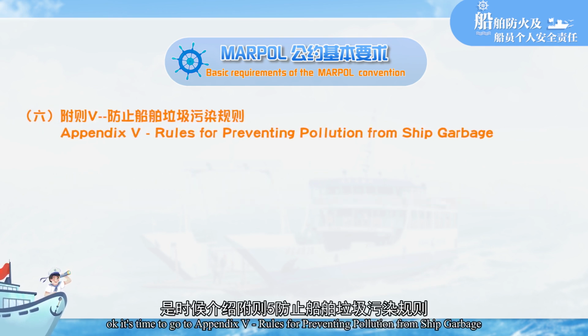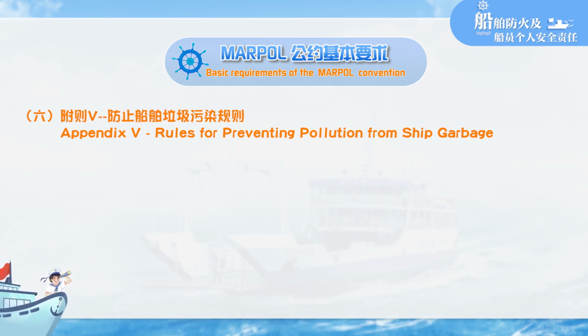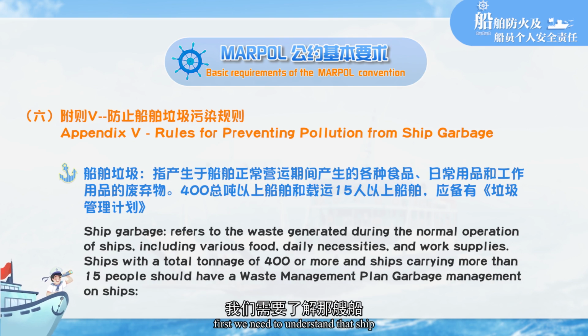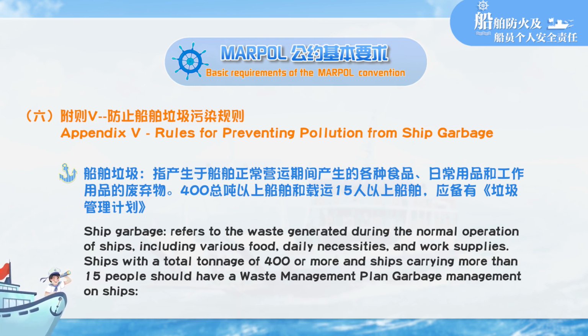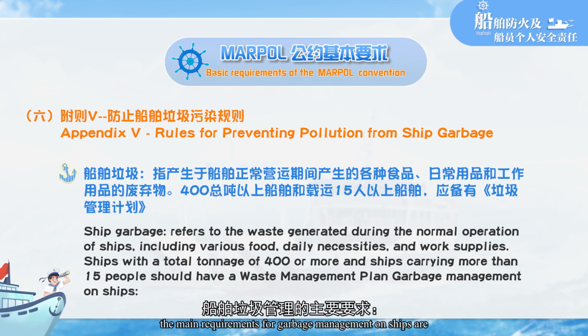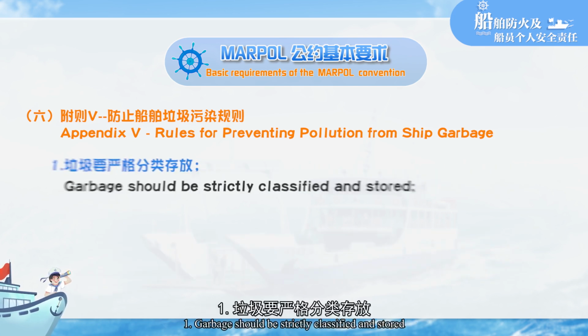Okay, it's time to go to Annex 5, rules for preventing ship garbage pollution. Firstly, we need to understand that ship garbage refers to the waste generated during the normal operation of ships, including various food, daily necessities, and work items. Ships with a total tonnage of 400 or more and ships carrying more than 15 people should have a garbage management plan. The main requirements for garbage management on ships are: 1.